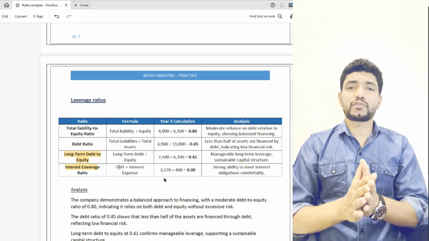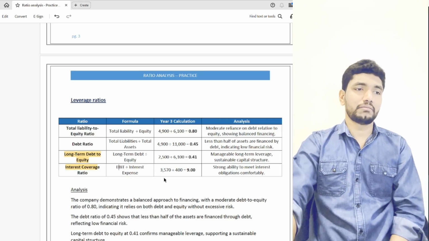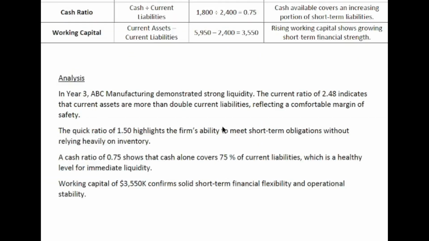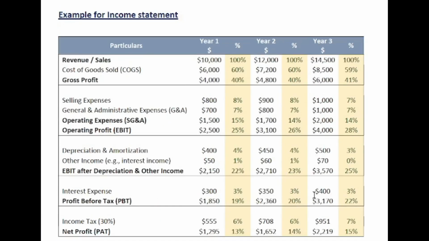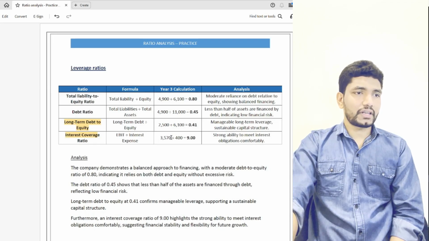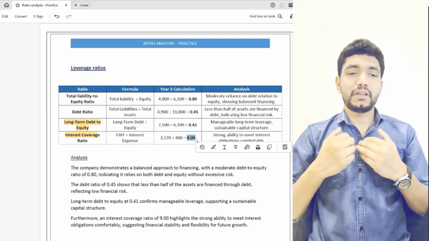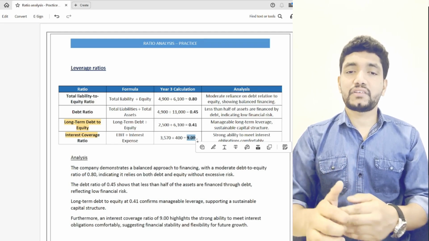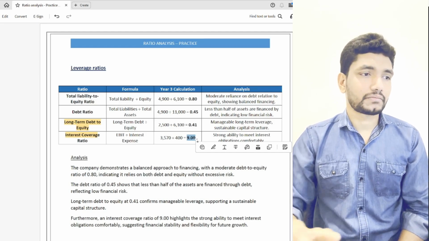So the fourth important ratio is the interest coverage ratio. That means how many times the company has the ability to cover or pay its interest by using its operating income. You can see the values from the income statement. Here total interest expense is 400 and the EBIT is 3,570. So the formula is 3,570 divided by 400. That means 9. This 9 indicates that the company has the ability to pay its interest expenses 9 times using its operating income.